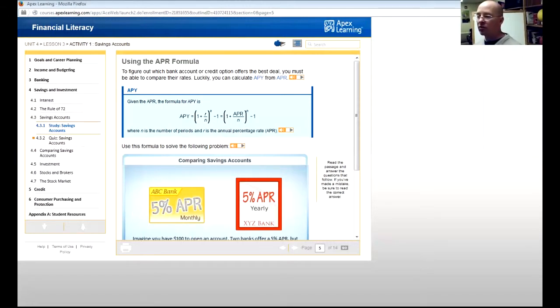You got two different savings accounts over here, all right? They both offer the same APR, annual percentage rate, of 5%. However, this bank over here, ABC Bank, they compound monthly. That doesn't mean they pay 5% every month. They still pay 5% annually. However, they pay out interest on a monthly basis. So if you take this 5% and divide it by 12, that's the interest you're going to earn monthly, okay?